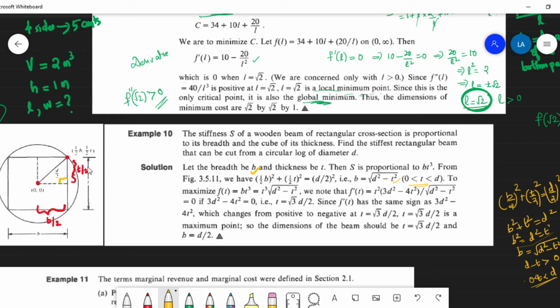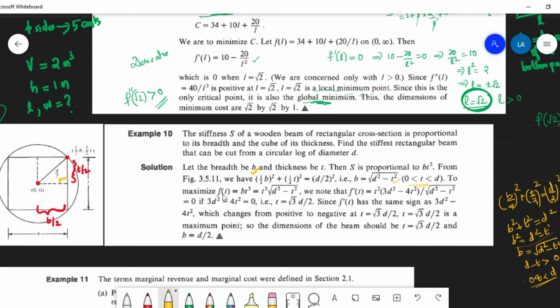That's why, because the diameter is d, you have the radius to be d by 2. So what you have to find is the stiffest rectangular beam. So you have to make the stiffness the maximum as possible. And as earlier we said, the stiffness S is proportional to BT cube. So you can call S to be BT cube.